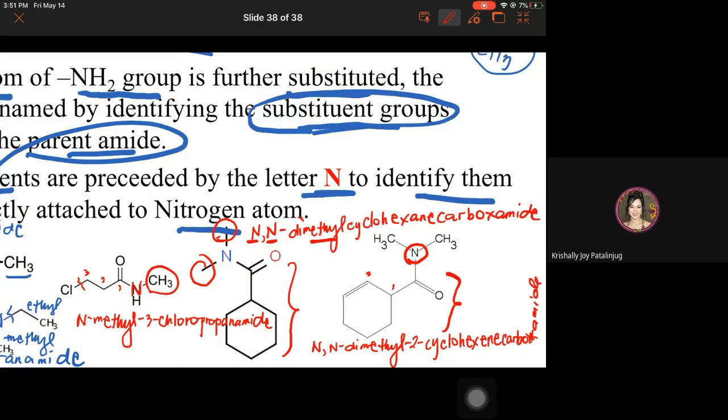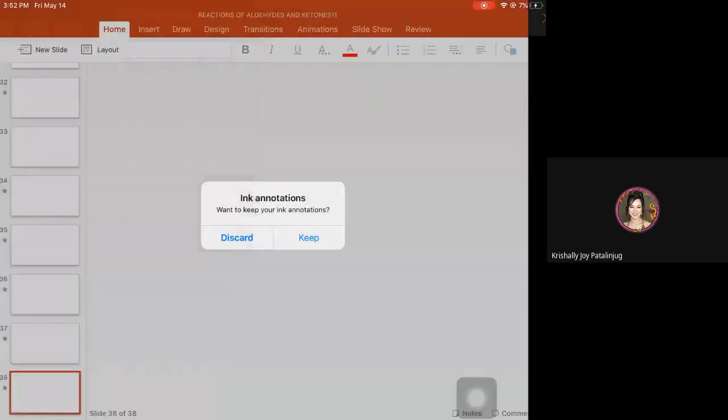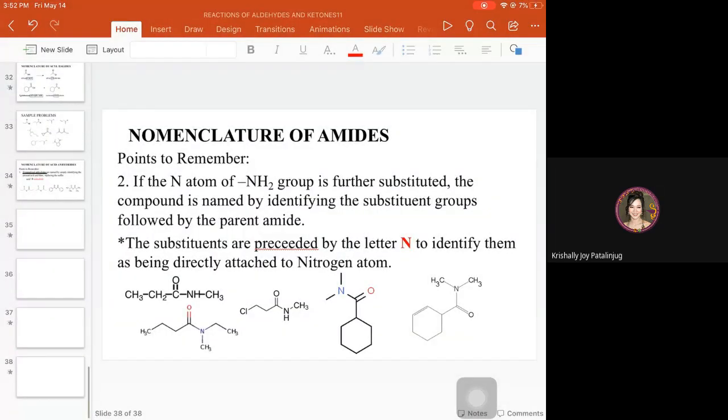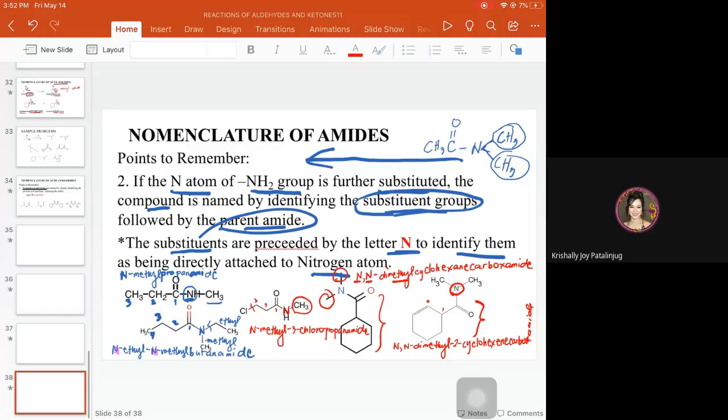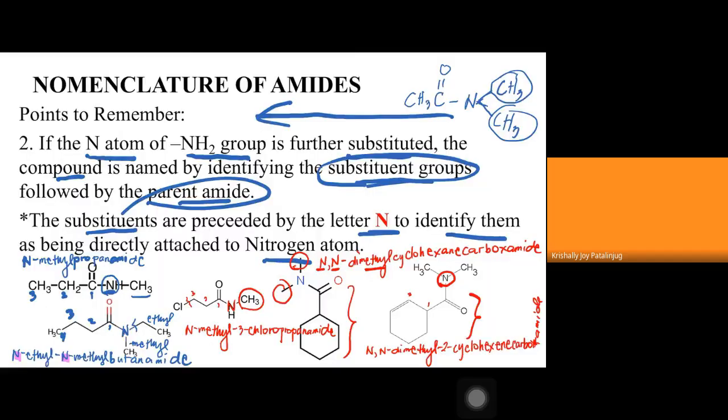So, done ta with amides. Well, let's try to check. Oh, that is the last slide. All right, so we're done with nomenclature of carboxylic acids and its derivatives. Now, do you have questions in naming? Questions in naming. Go.